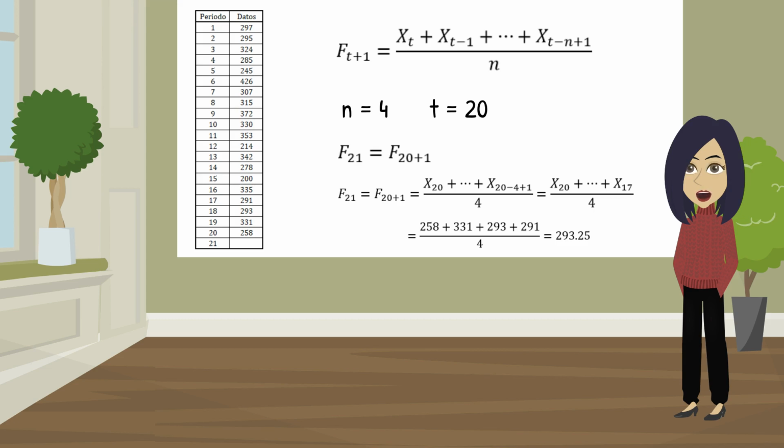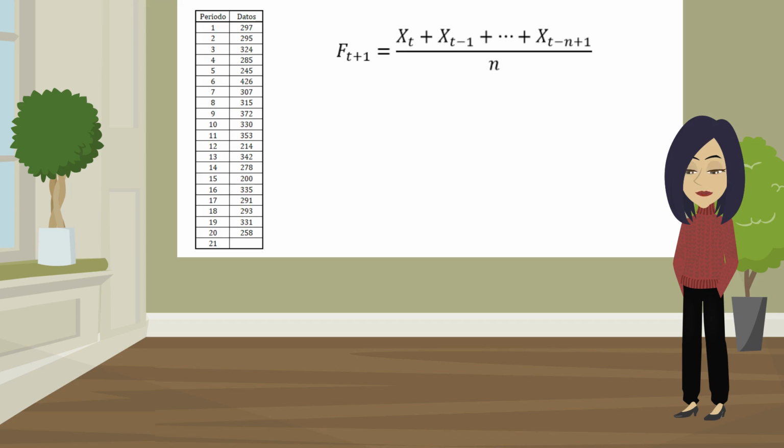Something very important that we must point out is the following. Given that we assume that the data series behaves horizontally, then the forecasts will also do it. If we wish to calculate a forecast for the period 22 or 23 or 24 at this time, then the forecast will be the same as for the period 21, 293.25. Now, as an exercise, I ask you to get the forecast for period 21 using the average of the last 8 data.